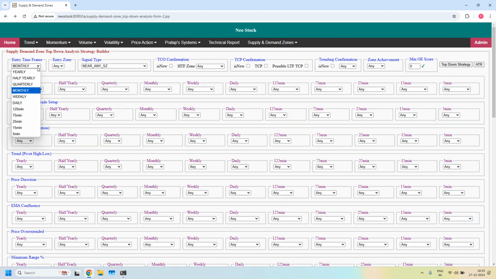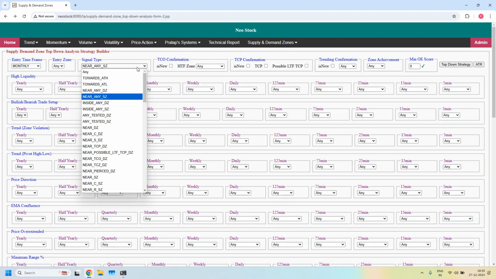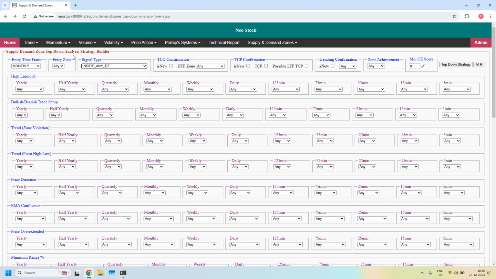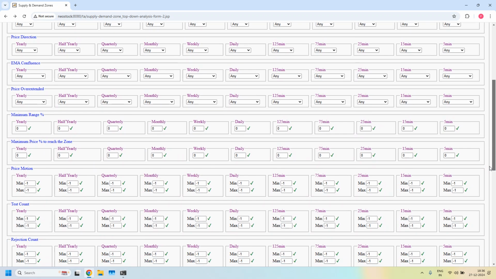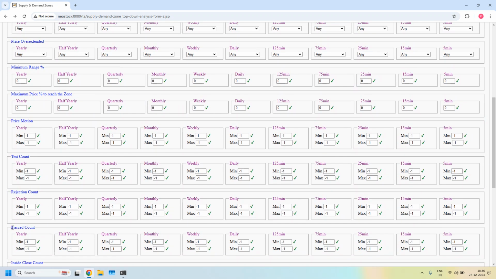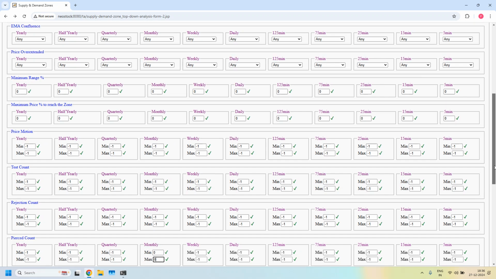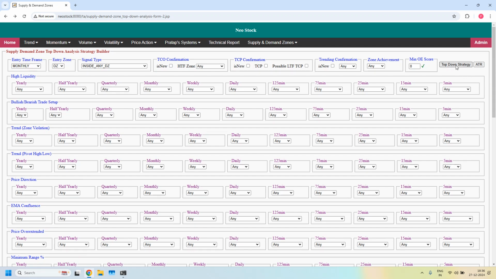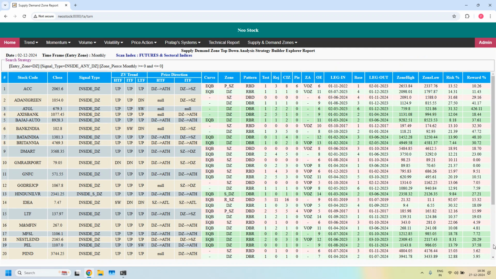Next, monthly time frame. Price closed inside the monthly demand zone, and these monthly demand zones should not be pierced. So in the pierced count parameter at monthly time frame, I am setting minimum value 0, maximum value 0. That means pierced count is 0. Pierced count 0 means the zone is not pierced. Now let's filter the stocks.